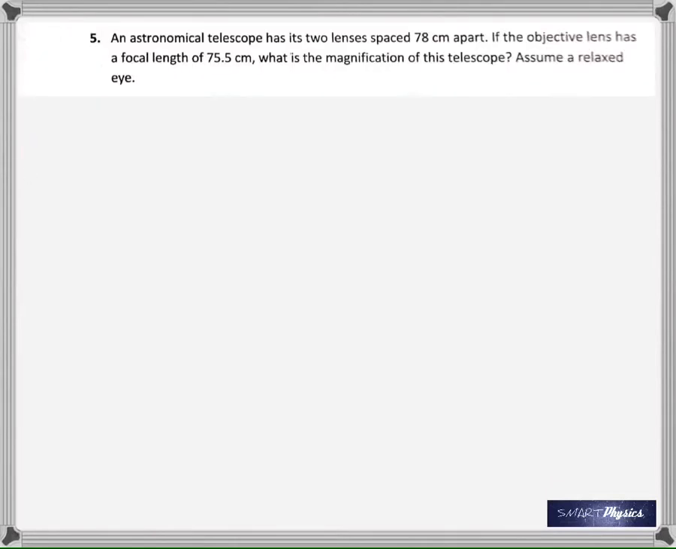And the next question says an astronomical telescope has its two lenses spaced 78 centimeters apart, and the objective lens has a focal length of 75.5. What is the magnification of this telescope? You have to assume a relaxed eye. When the lenses are kept at a distance, you know that the objective is at one end and the eyepiece is at the other end, and you can change the distances between the two lenses. That's what you do when you are focusing it.